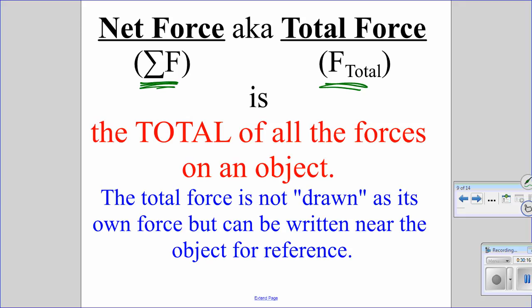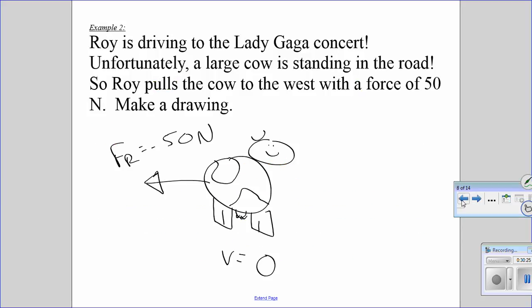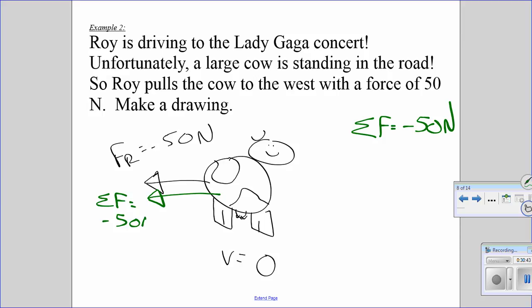Now, your total force, your net force, is not drawn as its own force. Jumping back to the cow example, what's the net force on my cow? Negative 50 newtons, right? There's only one force, so the total force is negative 50. You just write it off to the side and say the net force is negative 50 newtons. You do not draw it, because then it looks like there are two 50-newton forces pushing the cow.